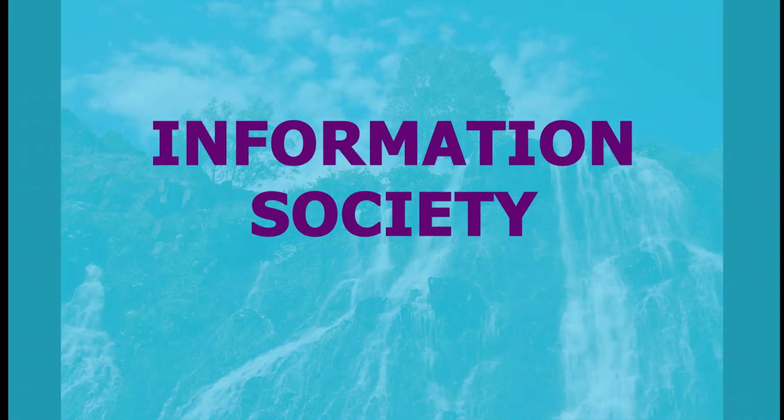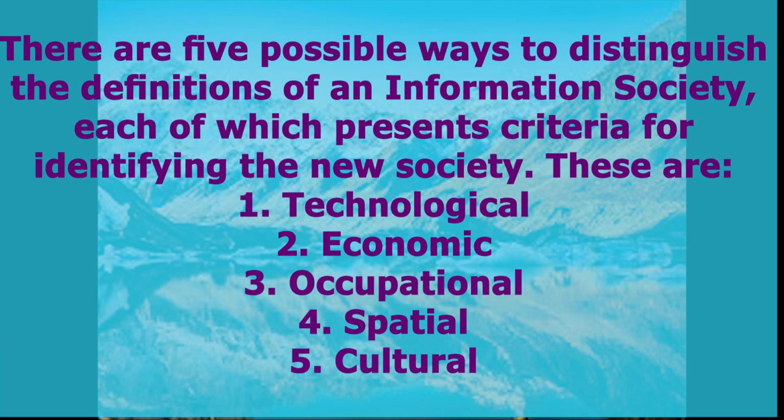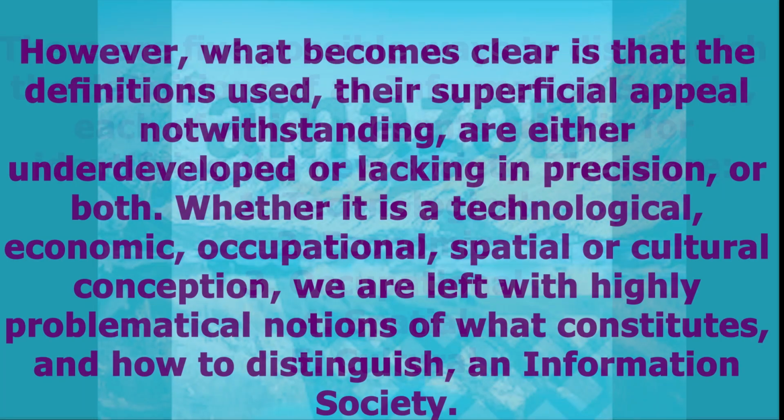Let's talk about the information society. There are 5 possible ways to distinguish the definition of an information society, each of which presents criteria for identifying the new society. There are 5, and the first one is technological, the second one is economic, the third is occupational, while the fourth is spatial, and the fifth is cultural.